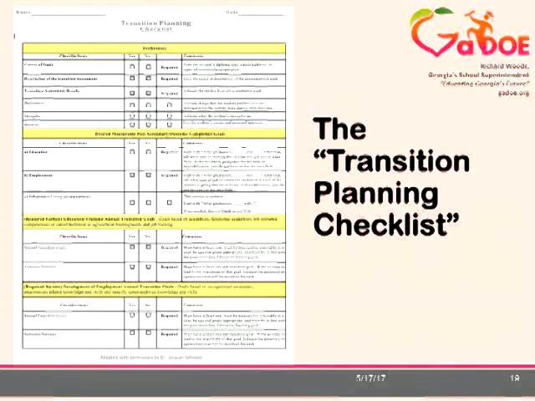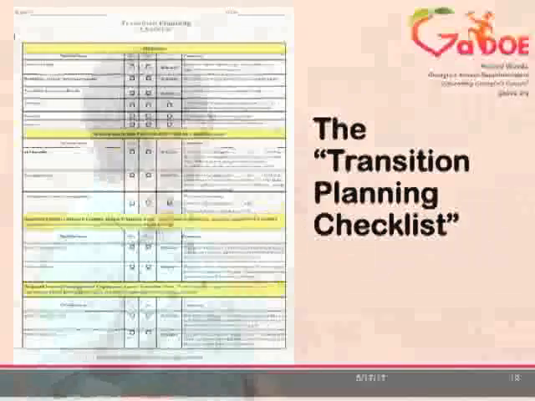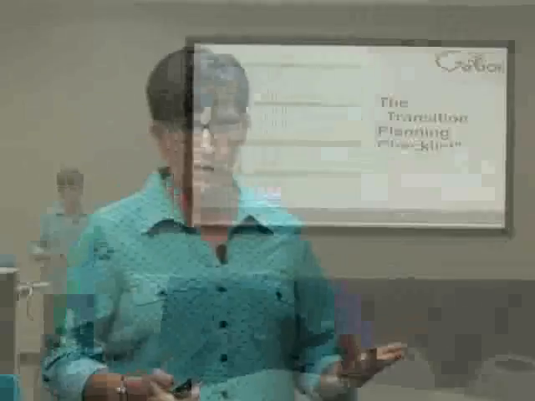So let's take a close look at this tool. Hopefully everybody's got it. It's called the Transition Planning Checklist. As you can see there at the bottom, you may not be able to see this well on the screen, but this was developed by Dr. Jaquel Johnson in Houston County a few years back, and she gave us permission to use this form statewide.